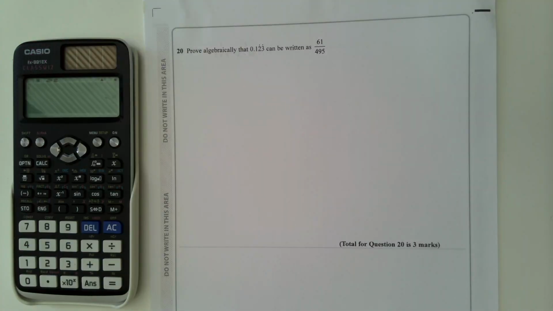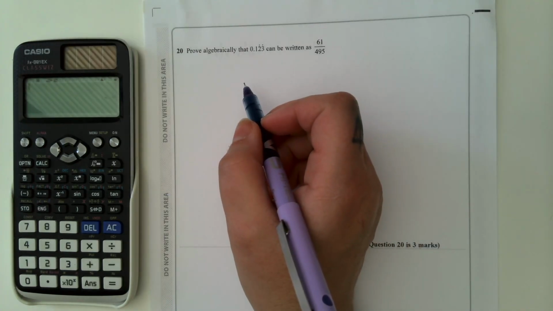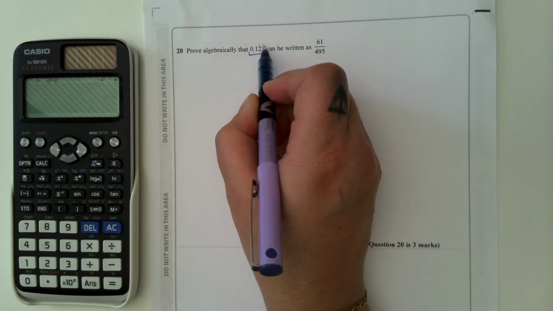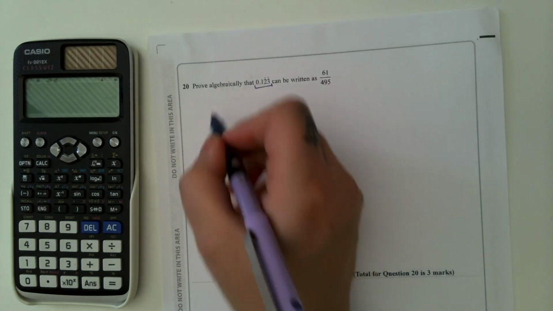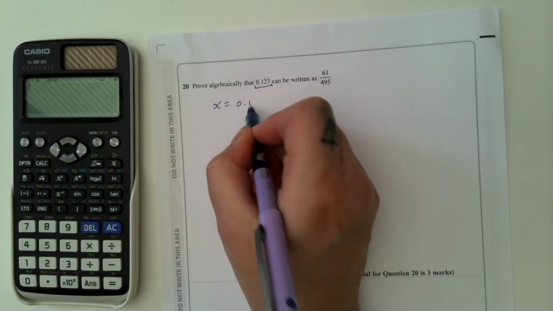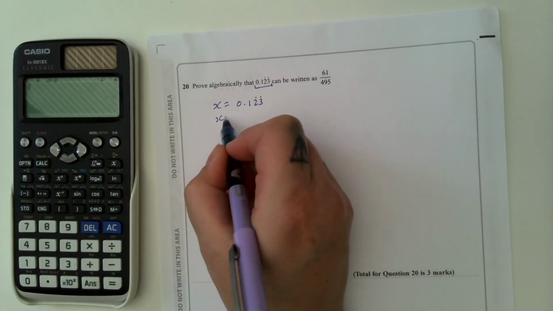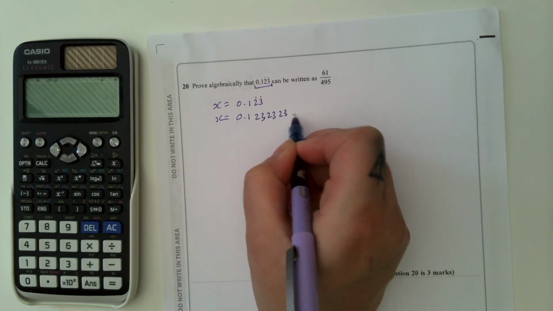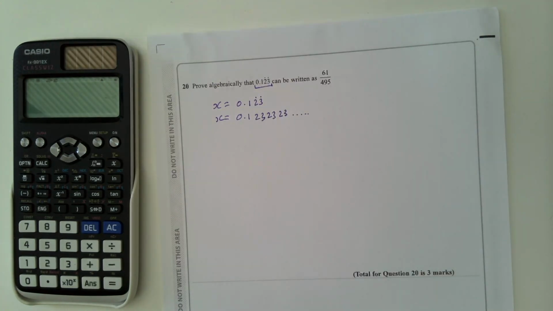Question 20. Prove algebraically that 0.123 recurring can be written as 61 over 495. So we're going to write this as an algebraic fraction, and what's really important to note here is that the recurring signs are only over the 2 and 3. So this value, 0.123 recurring, is technically 0.1232323, and it would keep going, repeating the 2, 3.